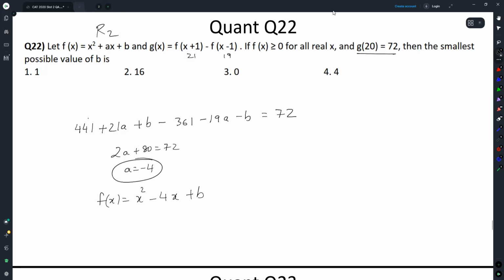Now what do we do after this? What do we do? Stuck here. I would have skipped in exam by now. I would have run away. It's not visible.